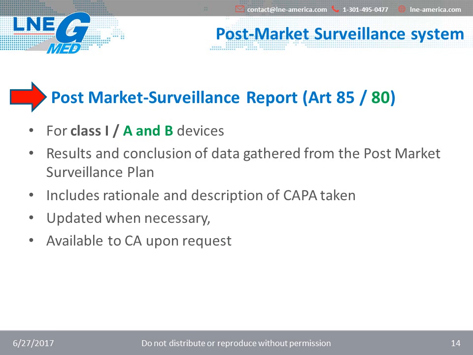The implementation of this plan can lead to two different types of reports based on the class of the device. The first type is the post-market surveillance report. This would apply to Class 1 devices for the MDR and to Class A and B devices for the IVDR. The post-market surveillance report shall present results and conclusion of data gathered from the post-market surveillance plan and shall include rationale and description of CAPA taken.